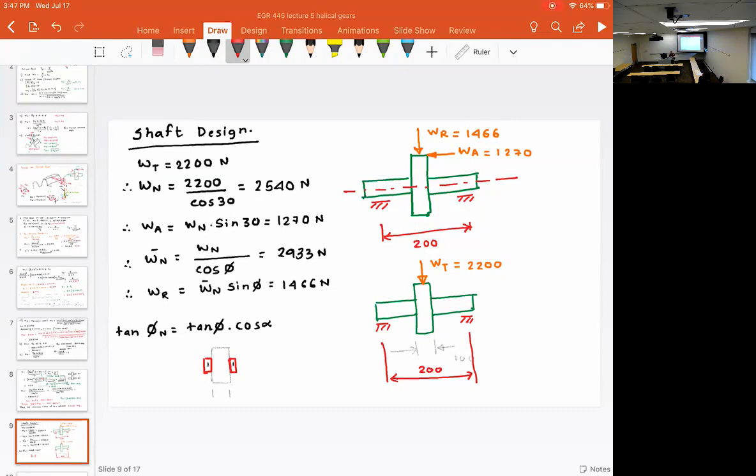All right. So this is the loading force diagram. Now what we need to do is find the reactions. After finding the reactions, we have to find out the bending moment. Does it make sense?